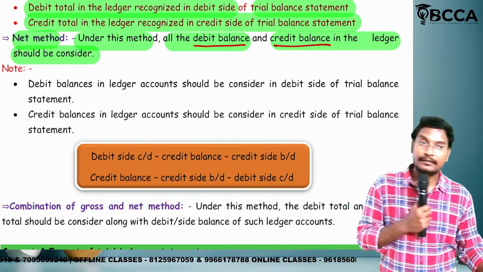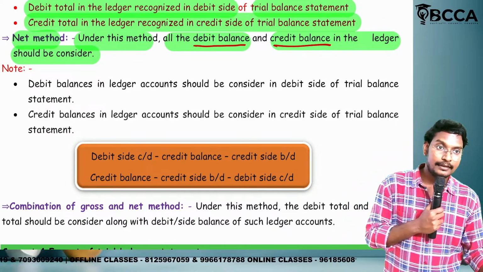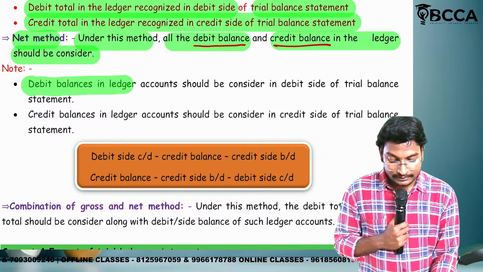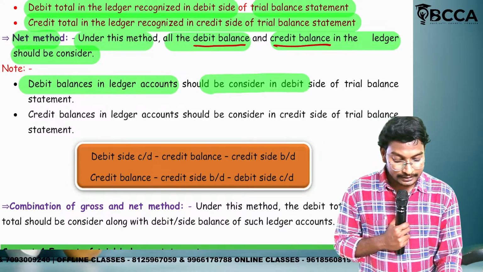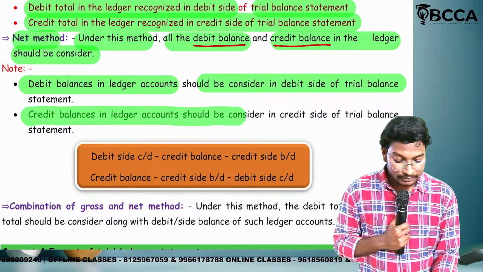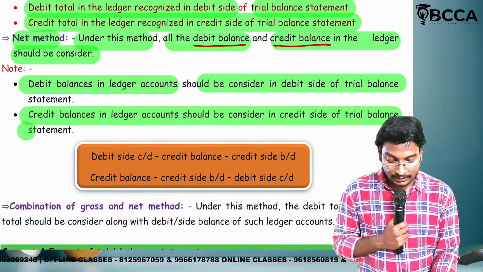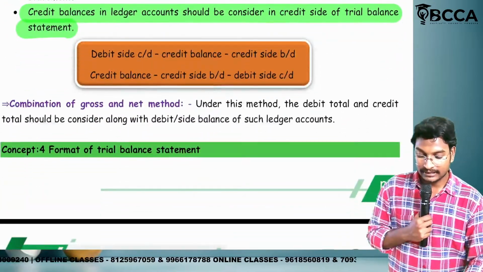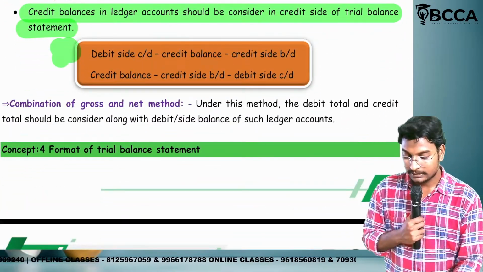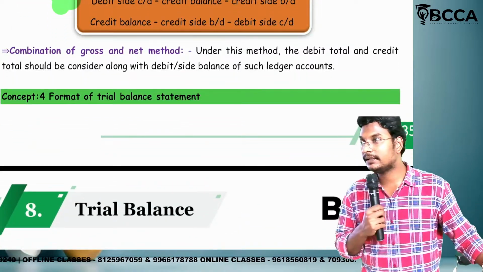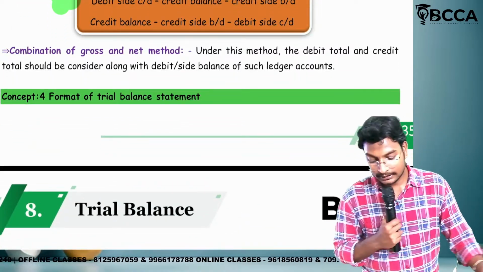That means we need to balance the ledgers. The debit balance in the ledger account should be considered in the debit side of the trial balance, and the credit balance in the ledger account should be considered in the credit side of the trial balance. So like that we need to record. Please ignore this one. The debit side total will be recorded on the debit side, and the credit side total will be recorded on the credit side.